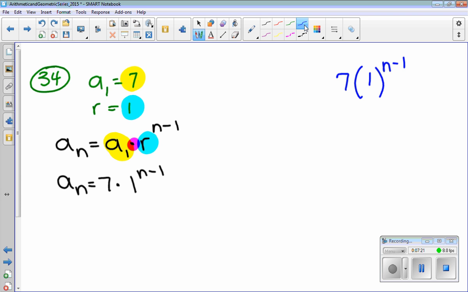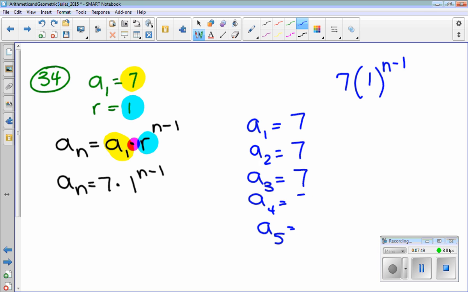Now it just says to generate the first 5 terms. What do they mean by generate the first 5 terms? So we're going to find a sub 1, a sub 2, a sub 3, a sub 4, and a sub 5. Where am I going to start? Which is what number? 7. And then I'm going to multiply by what? Multiply by 1. So what do you notice? It's going to be the same. It's the same number every time. Because when you multiply by 1, it doesn't change, right? So it's just 7, 7, 7. 7 times 1 is 7. So that's the sequence. It's kind of a goofy sequence, but it is.